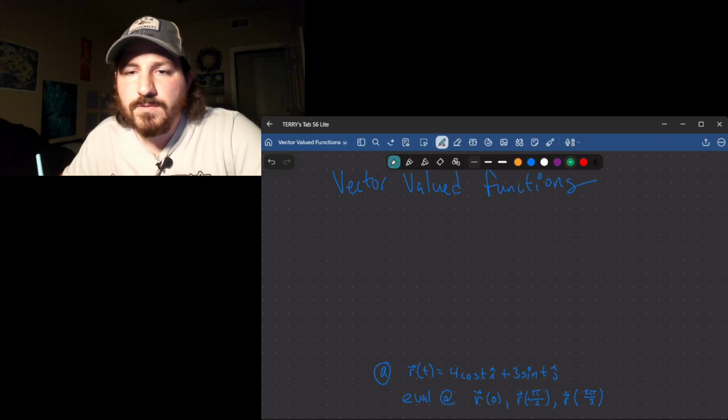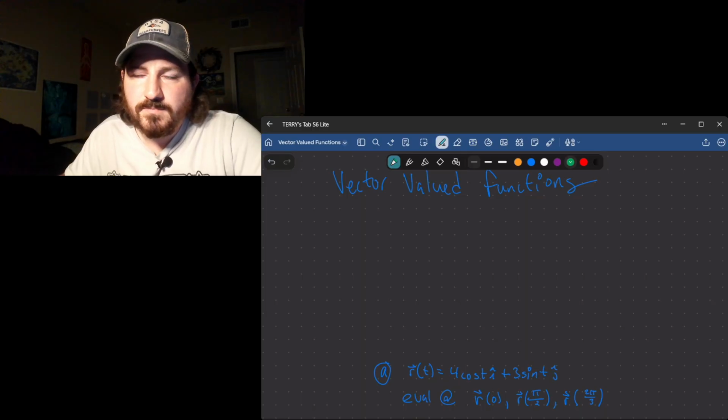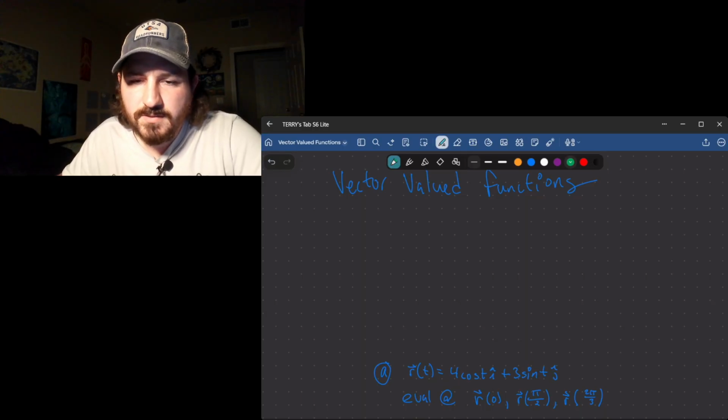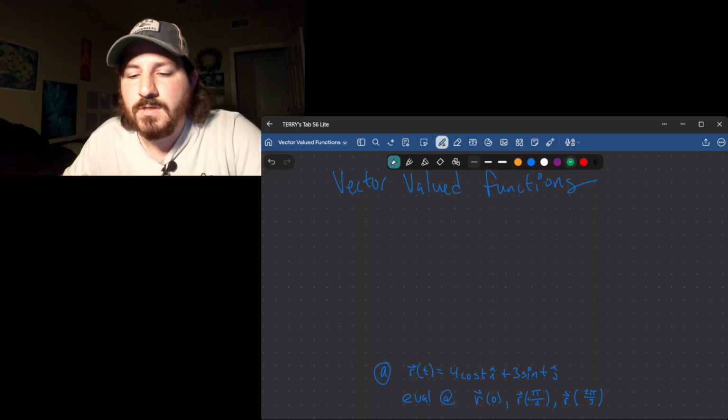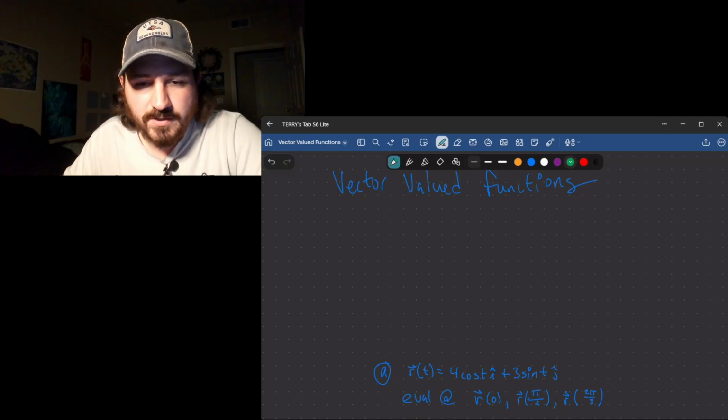Okay, so this next concept is deceptively simple. It's really not that hard, but it is used in a lot of ways that make it worth its own short video just to make sure we really understand what we're doing here. So we have a topic called vector valued functions, and this is a topic in multivariable calculus.